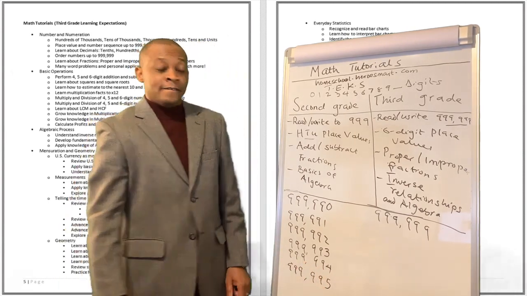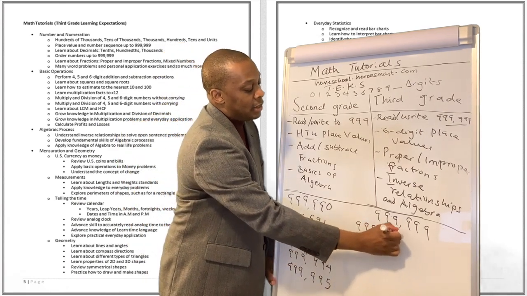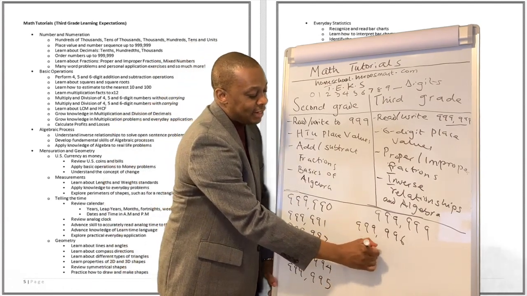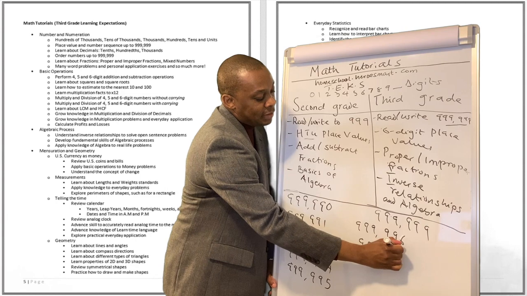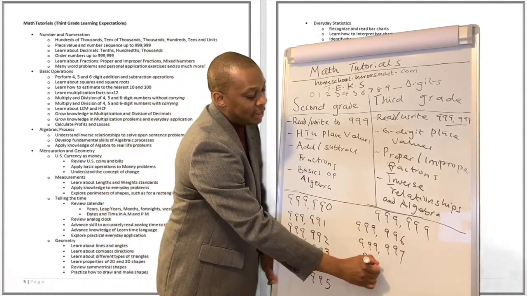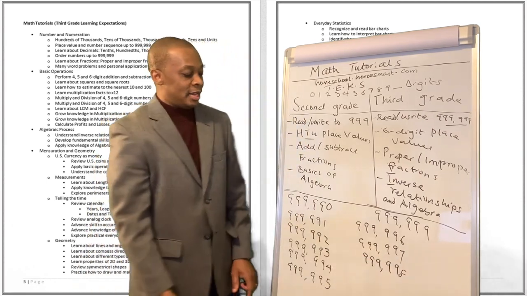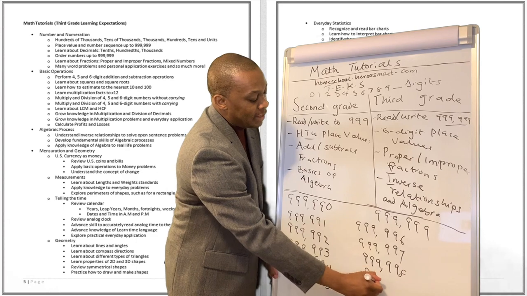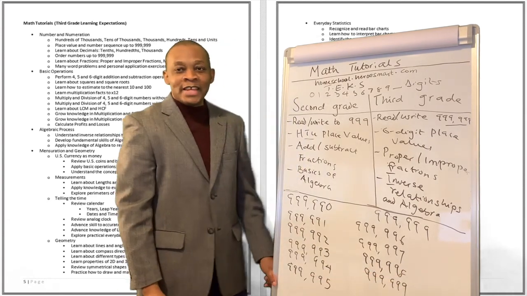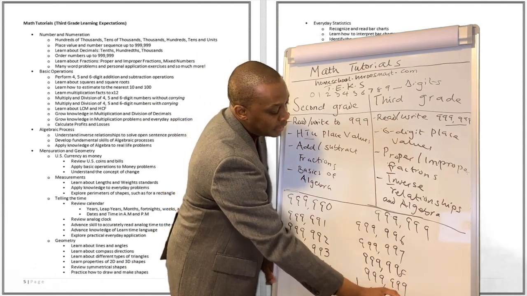999,995. Okay. Then 999,996. Okay. 999,997. Okay. 999,998. And guess what? 999,999. Okay? And then right after that, that's going to be 1 million. Okay, 1 million.